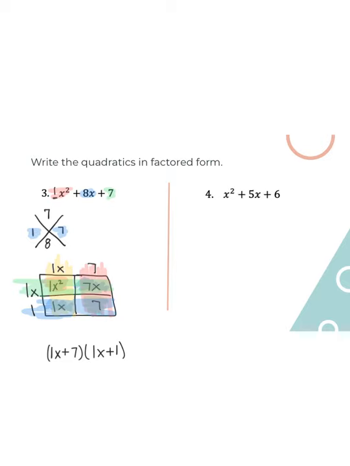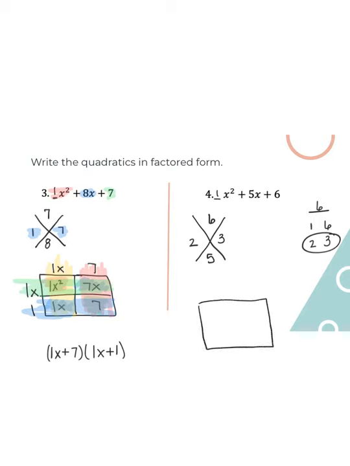Okay, let's do the same thing with number 4. Start with your x and set it up. Again, there's no number in front, so I know it's a 1. So I take my A times my C. 6 times 1 is 6. And my 5 goes down here. Okay, thinking of my factors of 6. I know 1 and 6 and 2 and 3. Well, the only thing to make 5 would be that 2 and that 3. So I'm going to put my 2 here, my 3 here. Make my box.